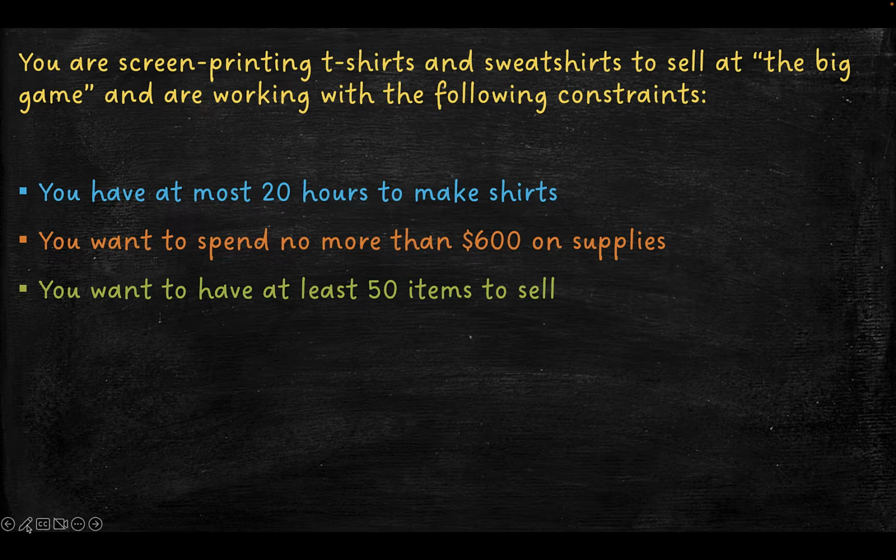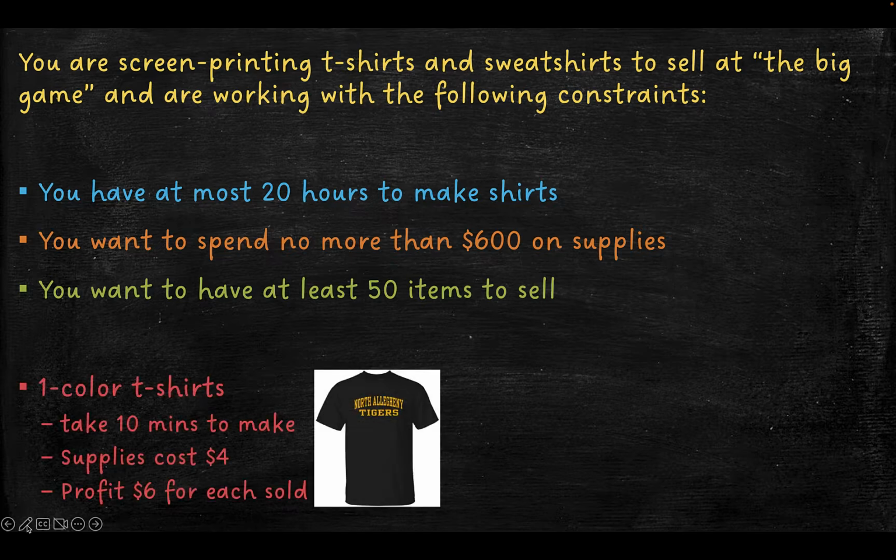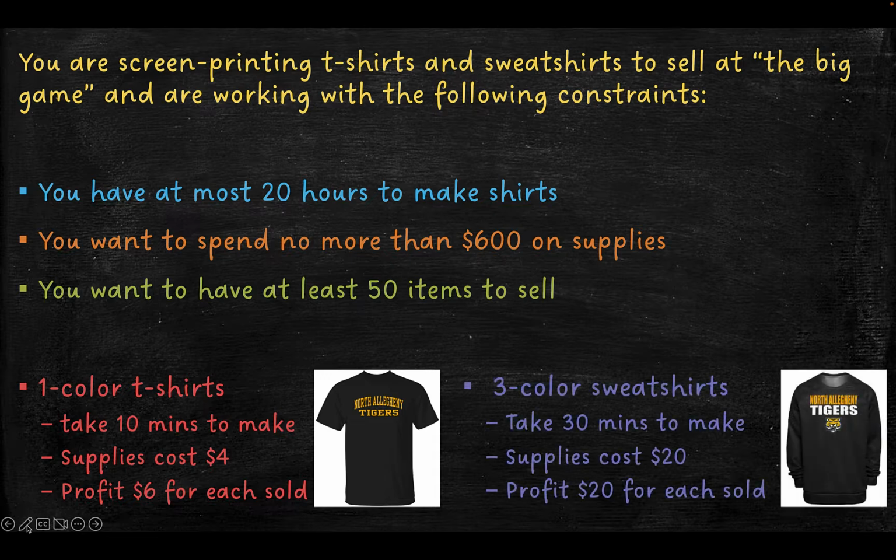Okay, the two items that we're creating, our t-shirts have just one color of screen print. They're going to take 10 minutes to make. Supplies are going to cost $4. That's the cost of the ink, the screen, I guess, and the t-shirt itself. But we're going to sell them so that we make a profit of $6. My guess is the total cost of the shirt is $10, but we should know that we're going to make $6 on each shirt. We're also going to have sweatshirts.